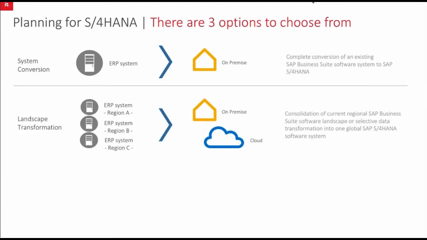The next stage, a landscape transformation. Perhaps you've got a complex landscape. Perhaps you've got many different ERP systems, not just SAP ones. In this case, you need to consolidate together those applications, and that gives you options. That means you could land in an on-premise system, but you could potentially land in a cloud system. So what does this tell us straight away? This tells us if you want to do a system conversion, from your current ERP system on-premise, option number 1, you cannot go to a cloud platform. You can only go to the on-premise.